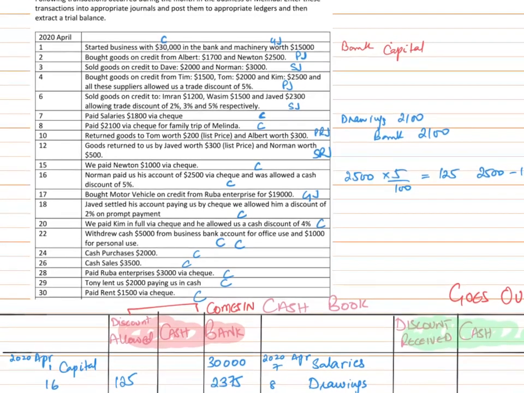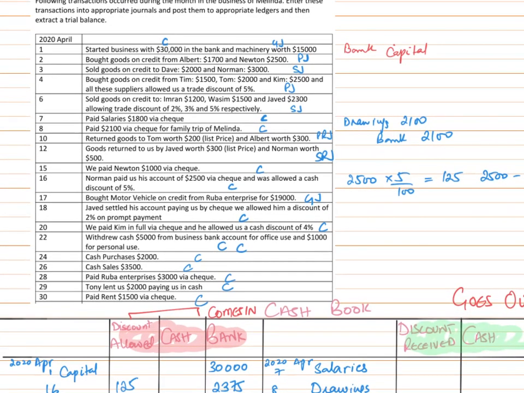So let's see. If you look at the question, we sold goods worth $2300 to Javed, but we offered him a trade discount of 5%. So for how many dollars did we sell those goods? You can work out 23 into 5%, how much is it? 115. And if I subtract 115 from 2300, it becomes 2185. So we sold him goods for 2185.